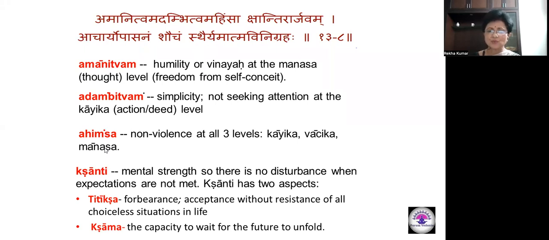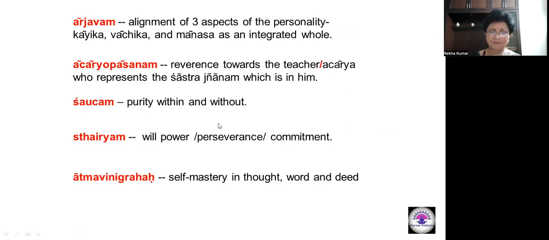Kshanti has two aspects, titiksha or forbearance, which is acceptance without resistance of all choiceless situations in life, and kshama, which is a capacity and patience to wait for the future to unfold. In the next slide, continuing, the next virtue is arjavam, which is alignment of the three aspects of the personality, kayika, vachika, and manasa, as an integrated whole. It is manifested as truthfulness, punctuality, etc.